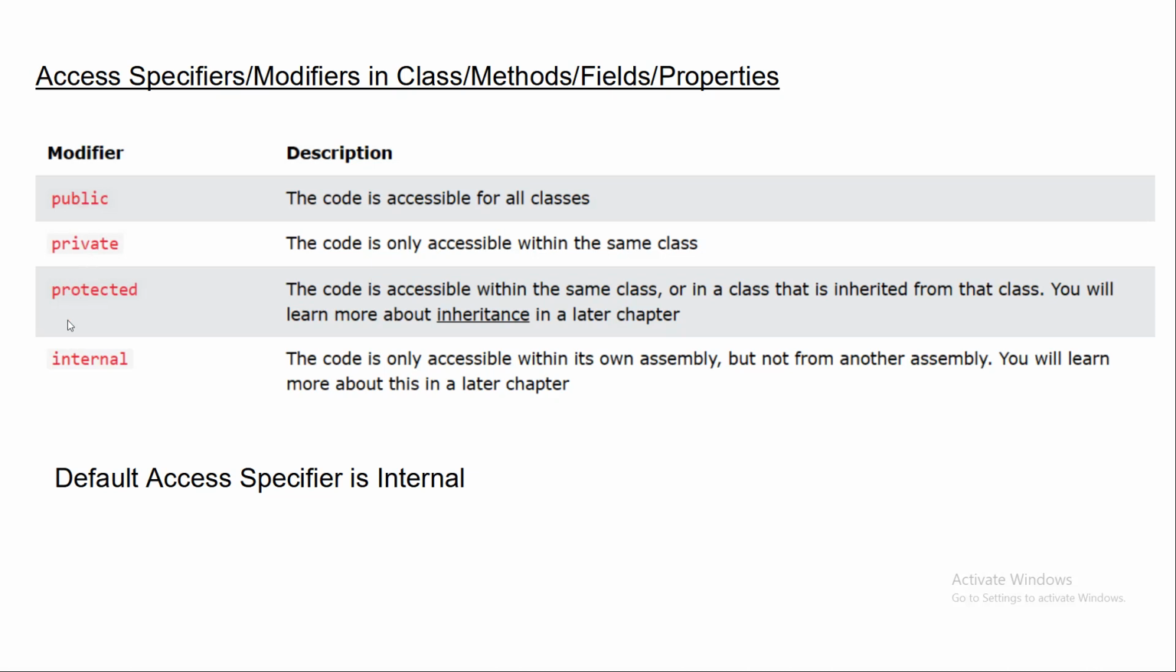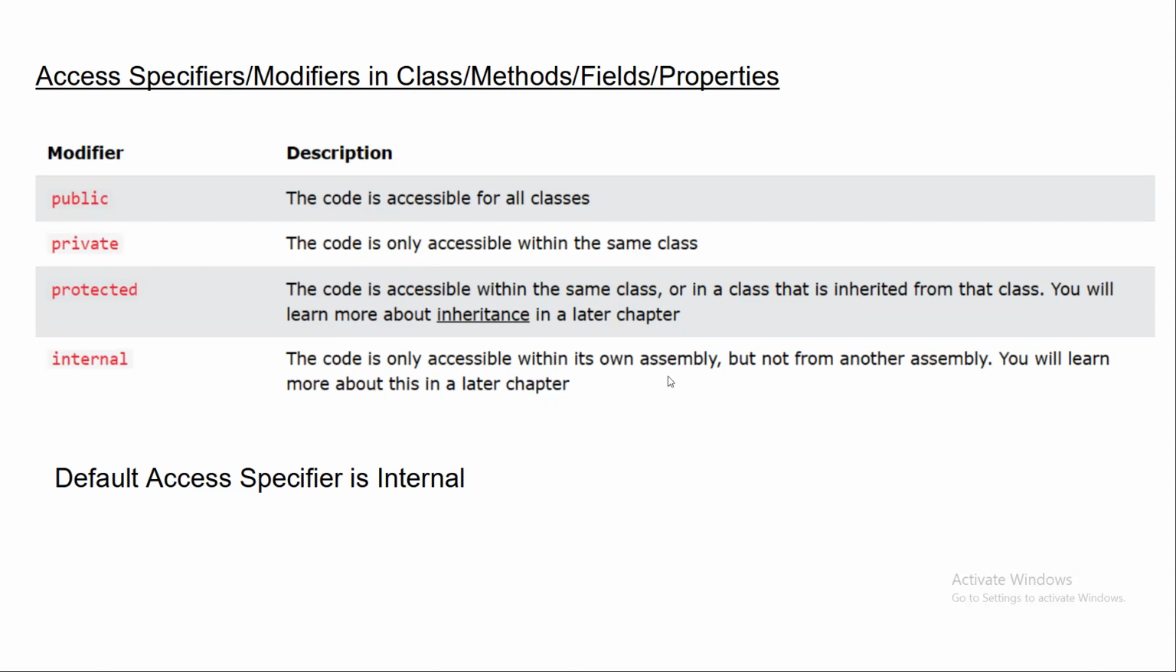And when I say protected, the code in that class is accessible from that class, and also by whoever inherits that particular class. So it's available in the current class and downstream also. And internal is available within its own assembly.